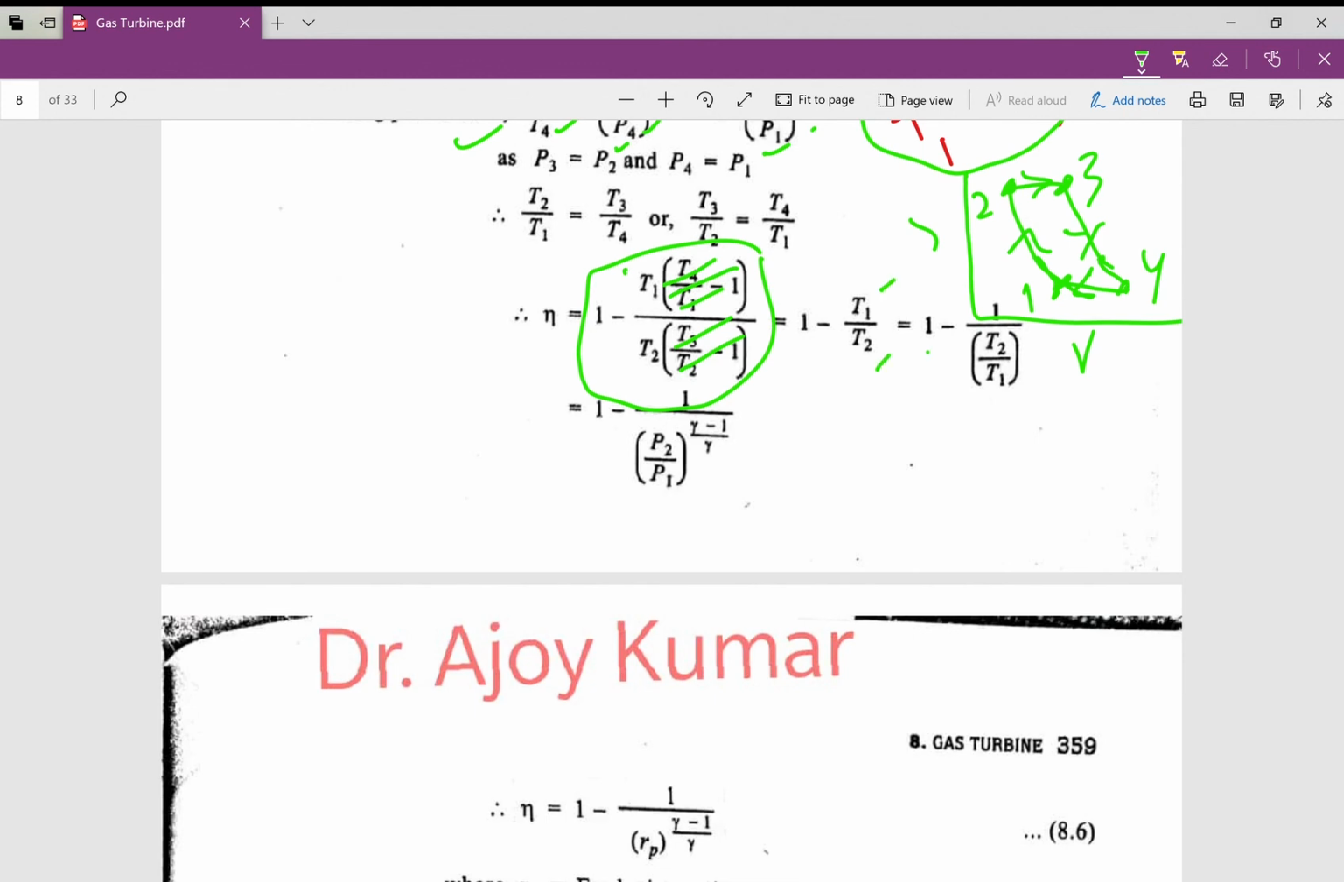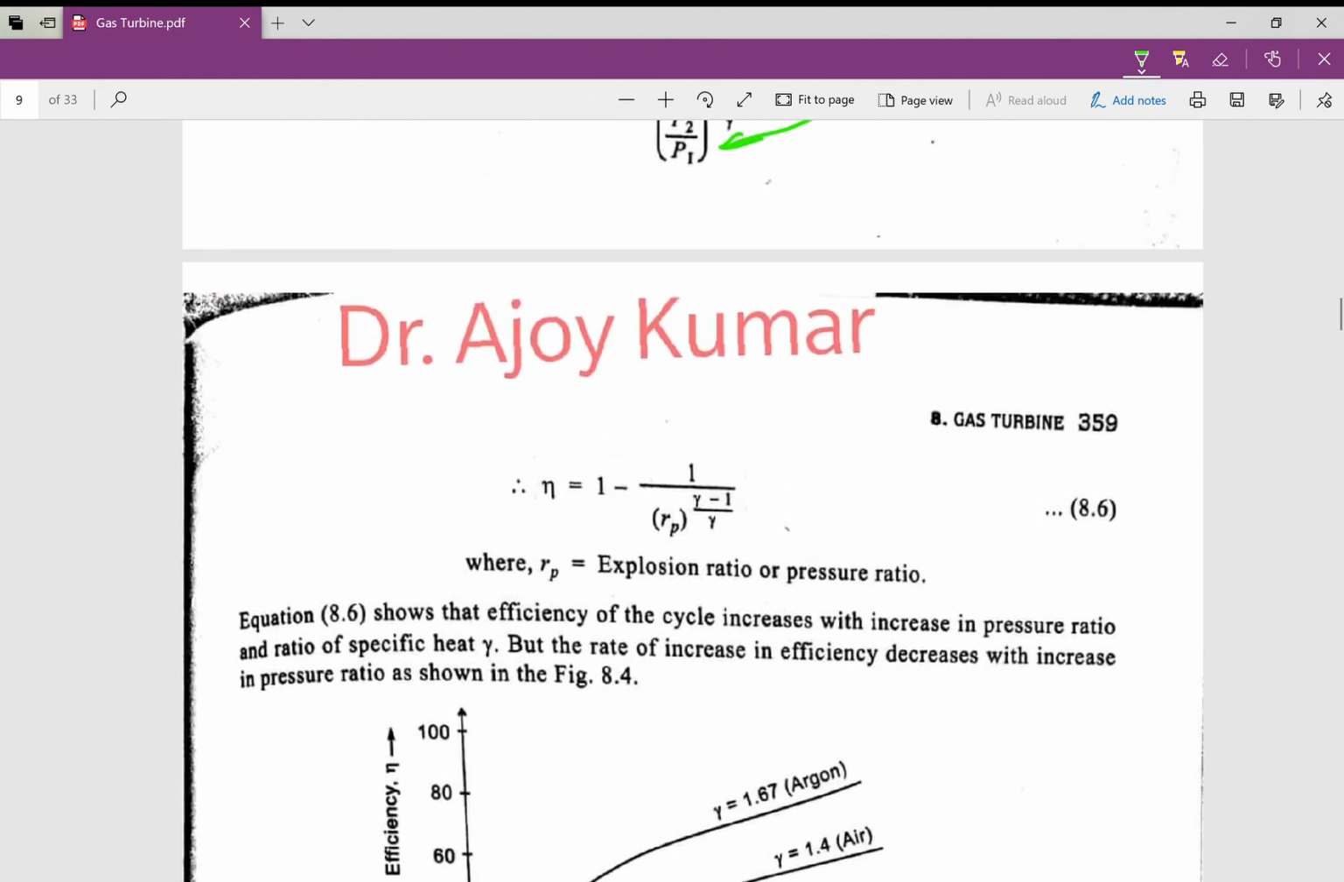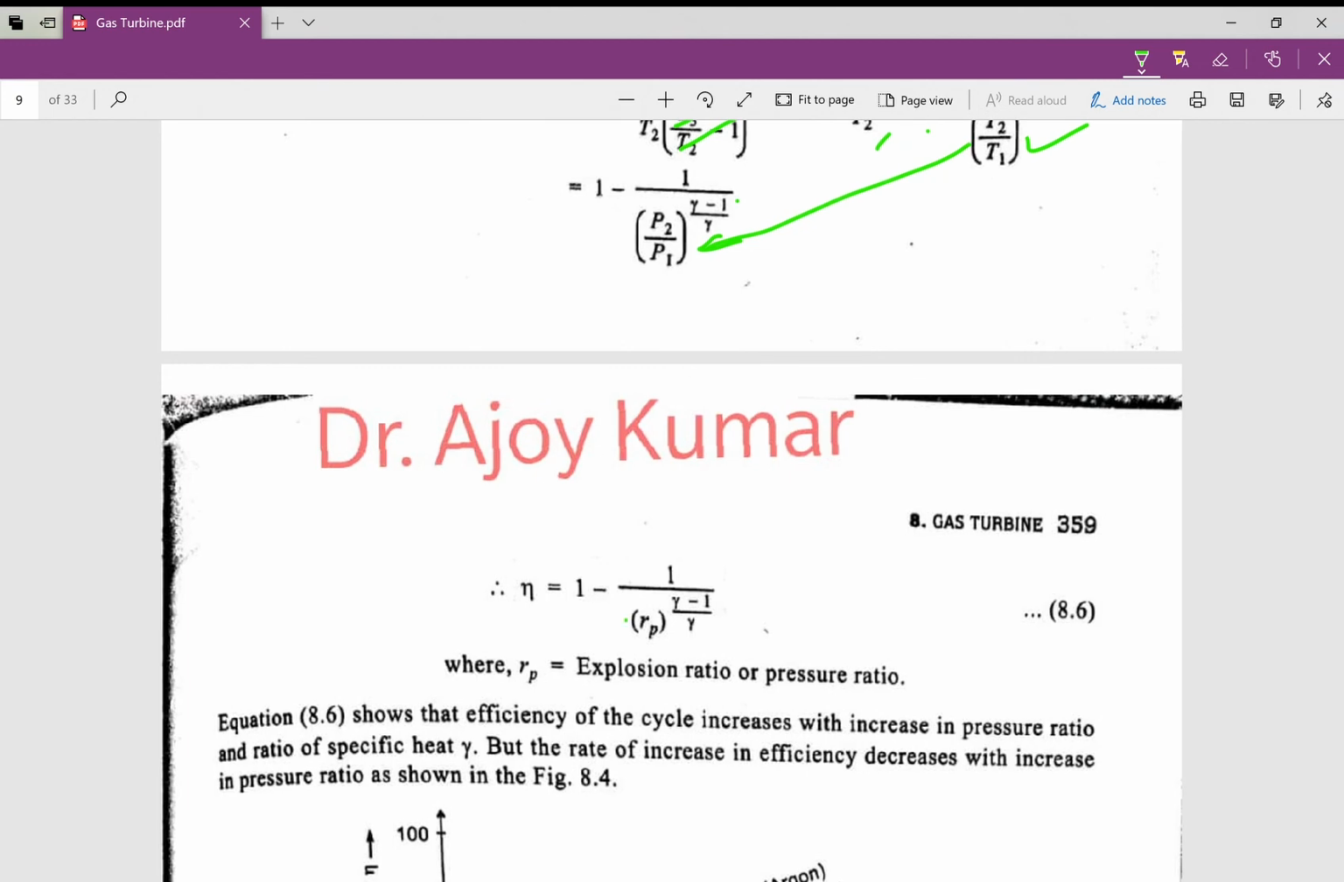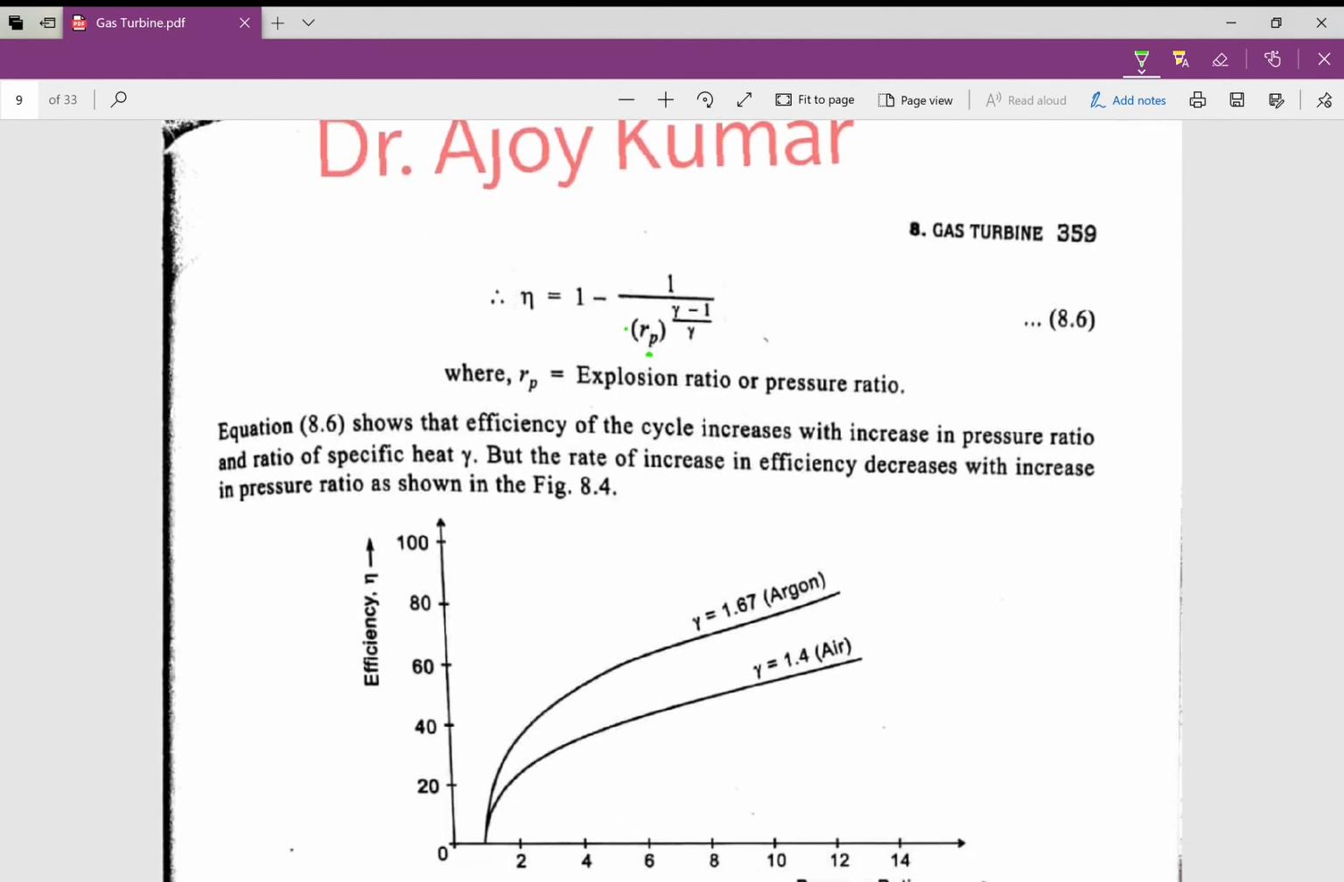So that is 1 minus 1 upon (T2 upon T1), and this temperature ratio we can write in terms of pressure ratio, (P2 upon P1) raised to (gamma minus 1) upon gamma. Why is it written in terms of pressure ratio? Because the pressure ratio always comes into the picture. Hence we can write 1 minus 1 upon RP raised to (gamma minus 1) upon gamma, where P2 upon P1 is RP. We call it the expansion ratio or pressure ratio.